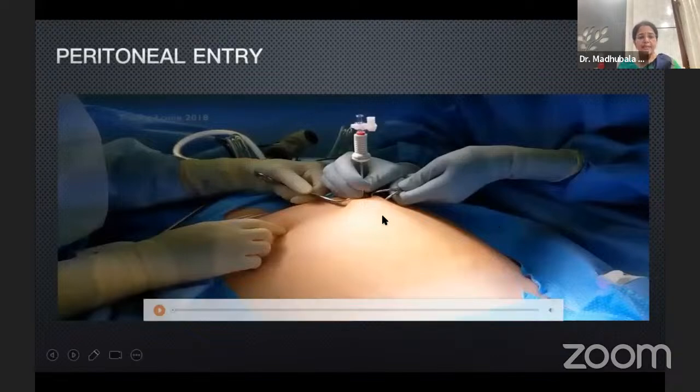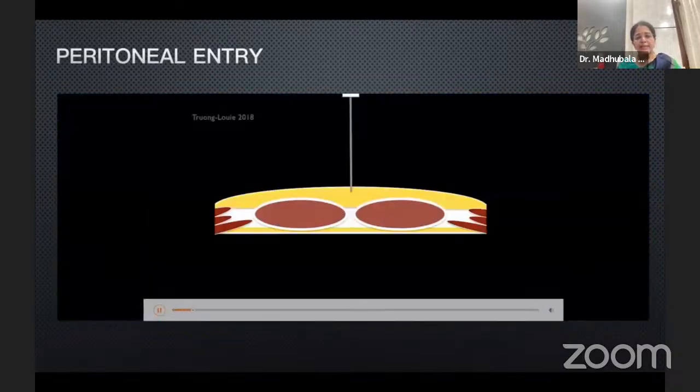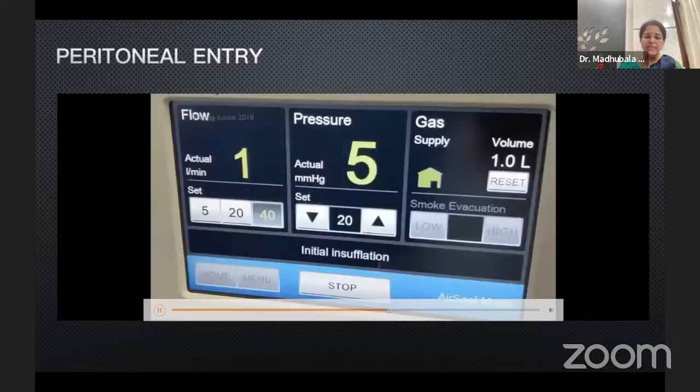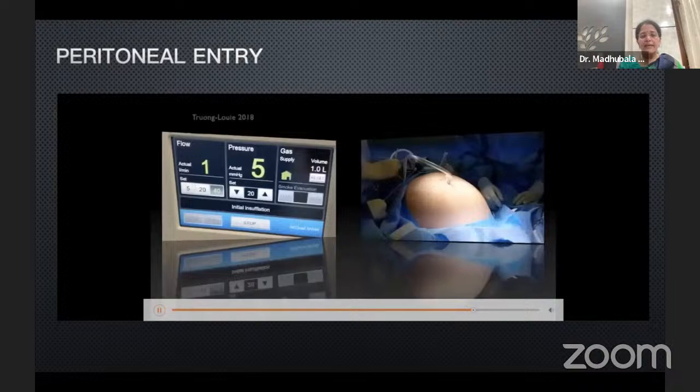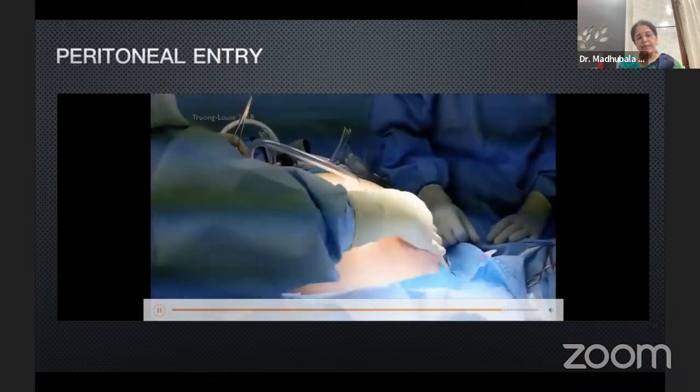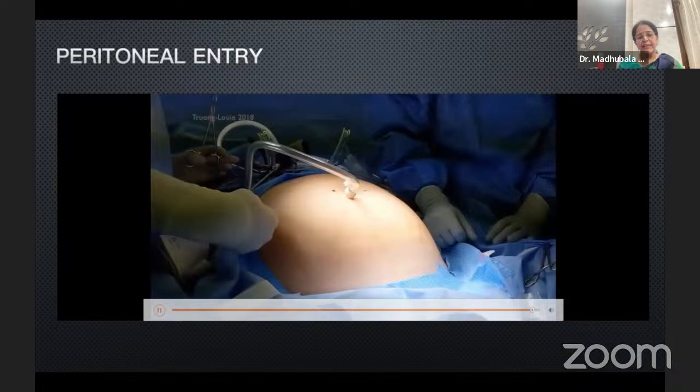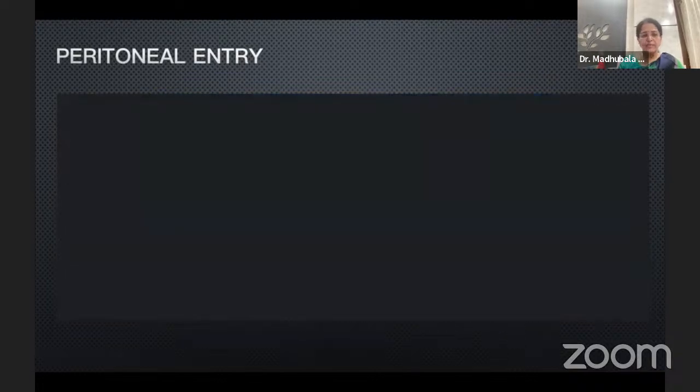So, peritoneal entry. As we enter, the Veress needle is crossing the skin, subcutaneous fascia, anterior rectus sheath, linea alba, posterior rectus sheath, and the peritoneum. So how do you know that we are in the peritoneum? There are lots of tests advocated when we introduce the Veress needle. But one important thing we should know is the insufflation pressure, which will be less than 10 millimeters of mercury. This is the foolproof test that the tip of the needle is inside the peritoneal cavity. Then the abdomen is insufflated and we can tap and see the fullness of the abdomen.